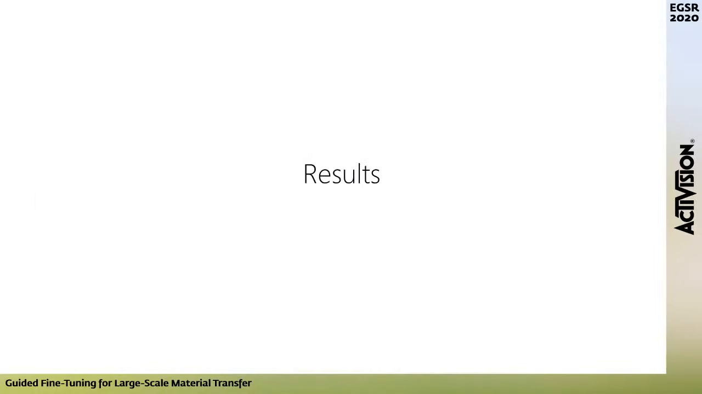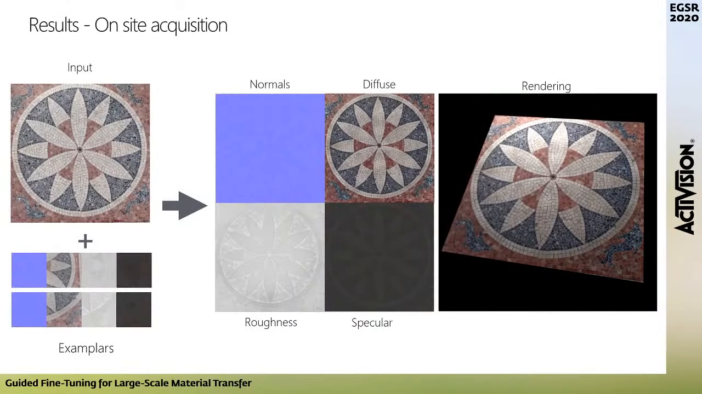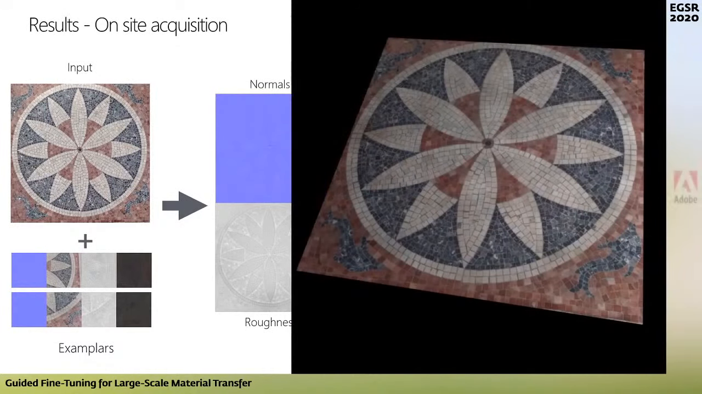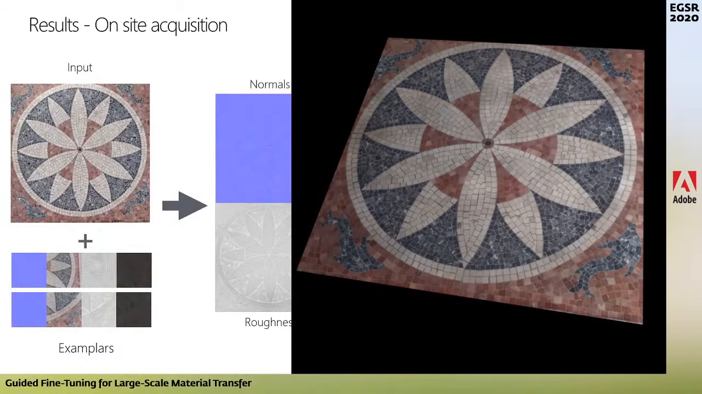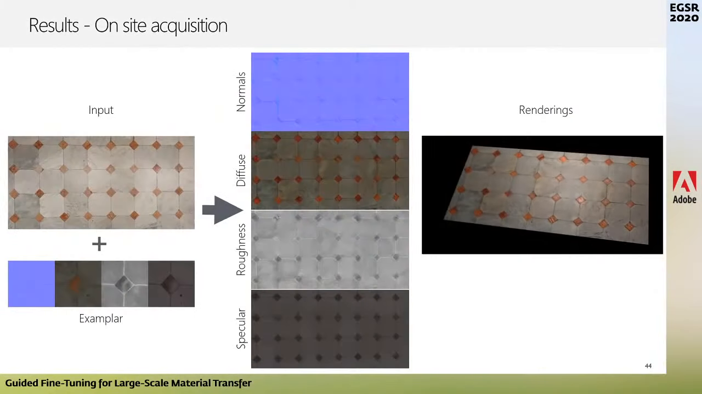Let's now see some results. First, the mosaic I was mentioning in the beginning. Here, the high resolution helps to distinguish each detail of it. In this result, we can see that the shiny behavior of the orange square, which is visible in the exemplar on the bottom left here, is well propagated to the entire material.